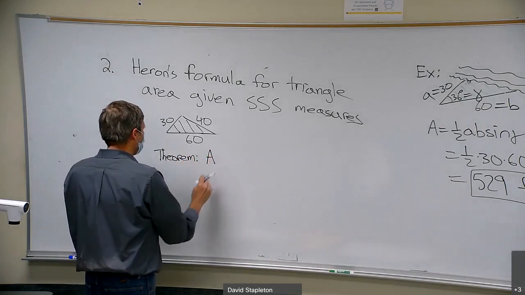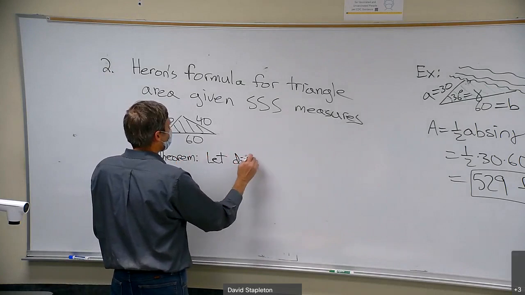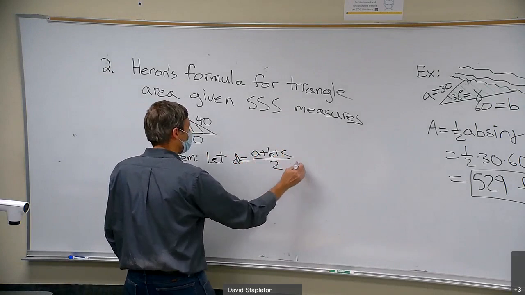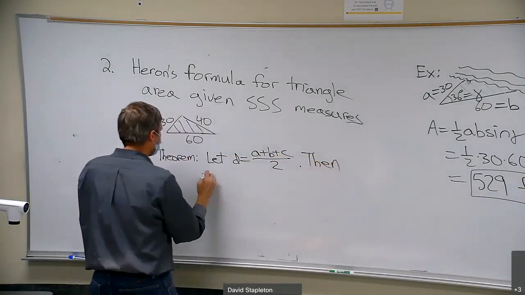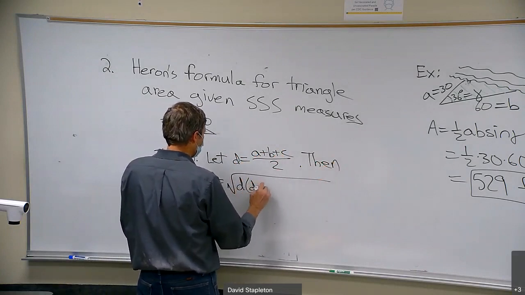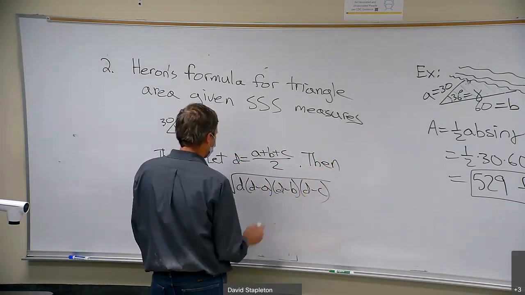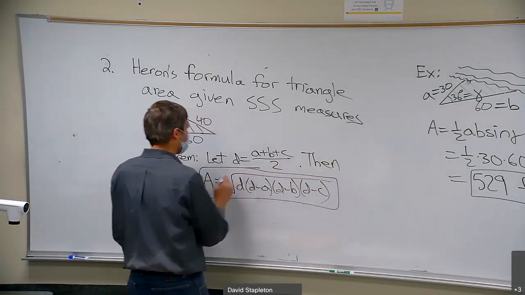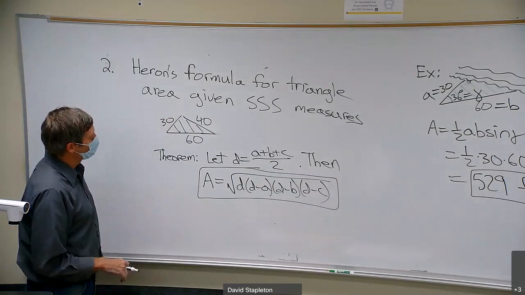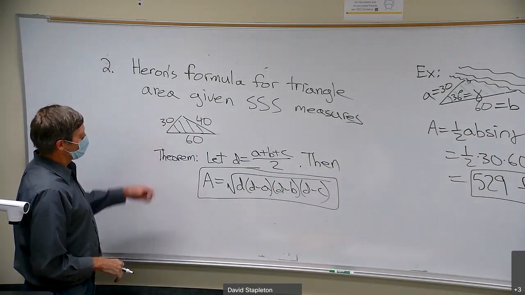The area is computed like this. Let D be the sum of the three side lengths divided by 2. Then the area is always the square root of D times D minus A times D minus B times D minus C, just like that. This one we won't prove. We're out of time, and it's not trigonometry, and it's not trivial. It's not worth it. But nonetheless, it's a nice formula going back to antiquity that computes this.